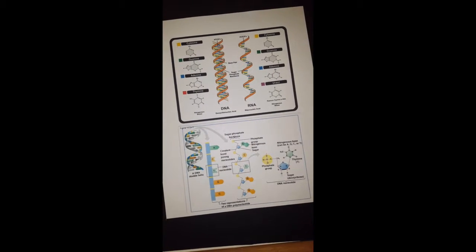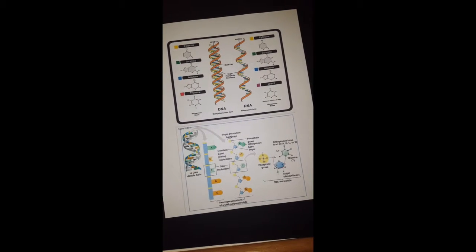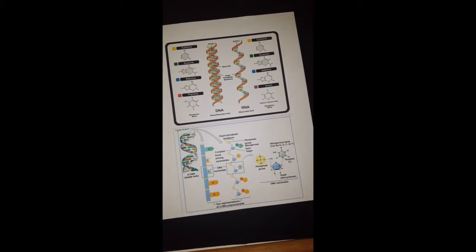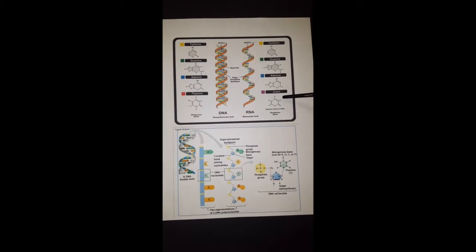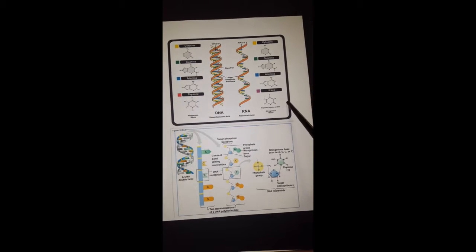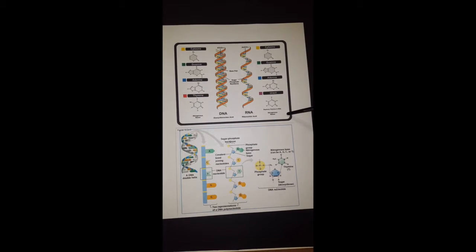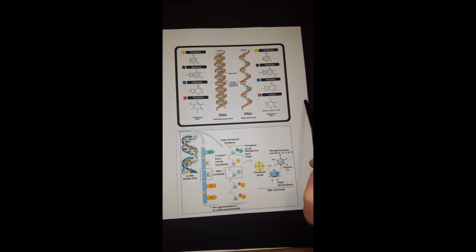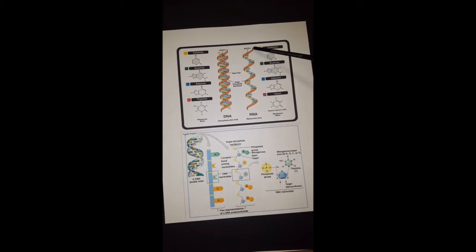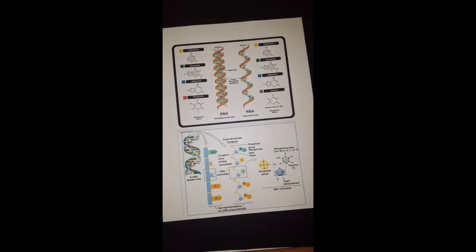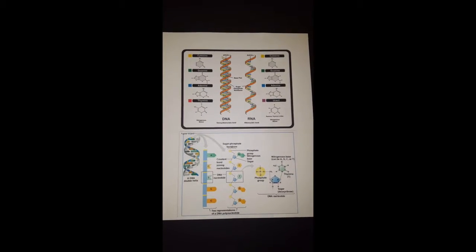RNA, ribonucleic acid, is unlike DNA in that it uses sugar ribose instead of deoxyribose in DNA, and has the nitrogenous base of uracil instead of thymine. So as you can see, this is uracil, and you have all your regular nitrogenous bases, and then on this side you have thymine, which is not on the RNA side. And RNA is usually single-stranded, as you can see right here. And that is the basics of the DNA molecule.